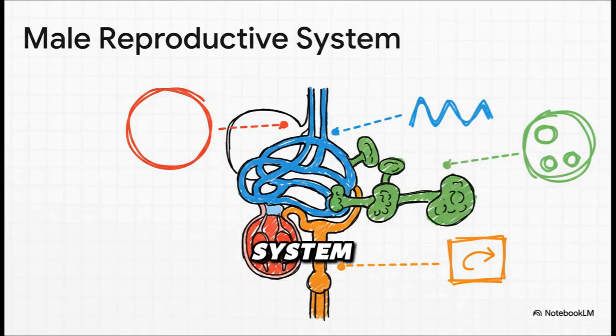So the male system has these 4 main parts, all working together. You've got the primary organ, the testes. Then you've got this whole network of tubes, the accessory ducts, which are basically the highway system. Then you have the accessory glands that add important fluids to the semen. And finally, the external genitalia. Let's see how it's all connected.